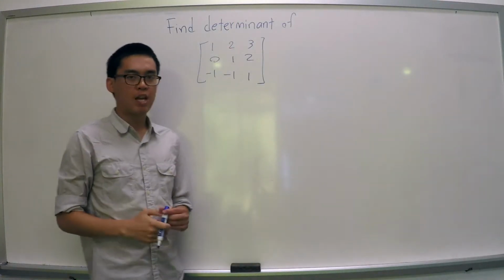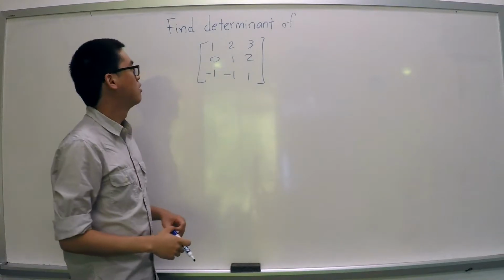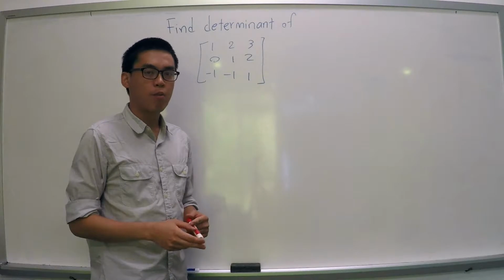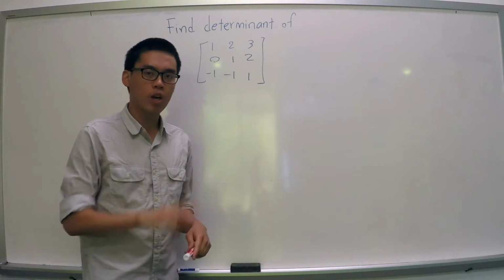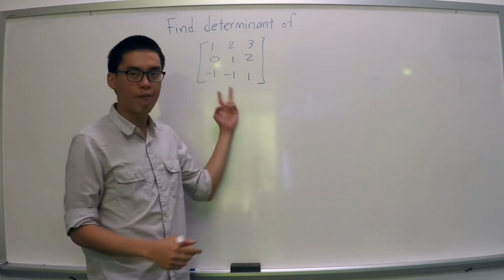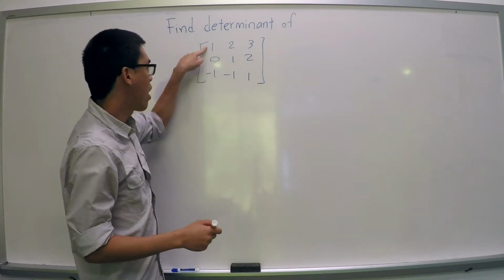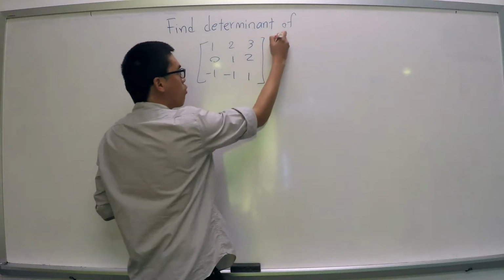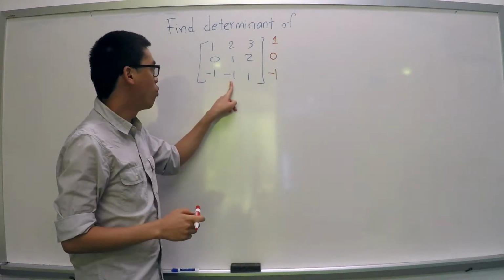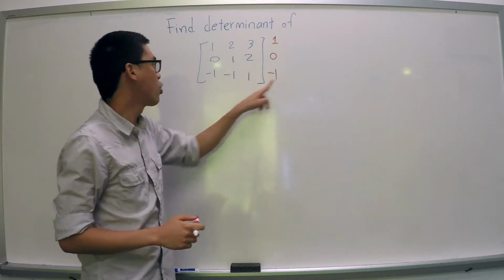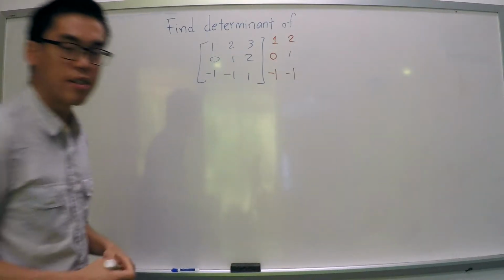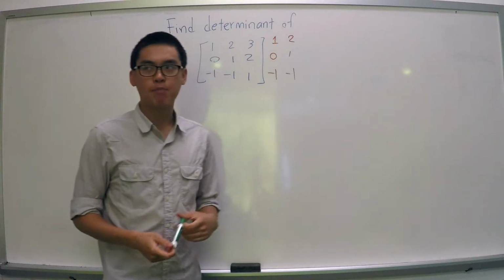Alright, let's find the determinant of this 3x3 matrix: 1, 2, 3, 0, 1, 2, and minus 1, minus 1, 1. From the algorithm I just explained, the first step is to add 2 more columns, which repeat the first 2 columns. The first column is 1, 0, minus 1, so I'm just going to write 1, 0, minus 1 right here. The second column is also repeated here, so 2, 1, minus 1. And that's the first step. The second step is to multiply down minus multiply up.